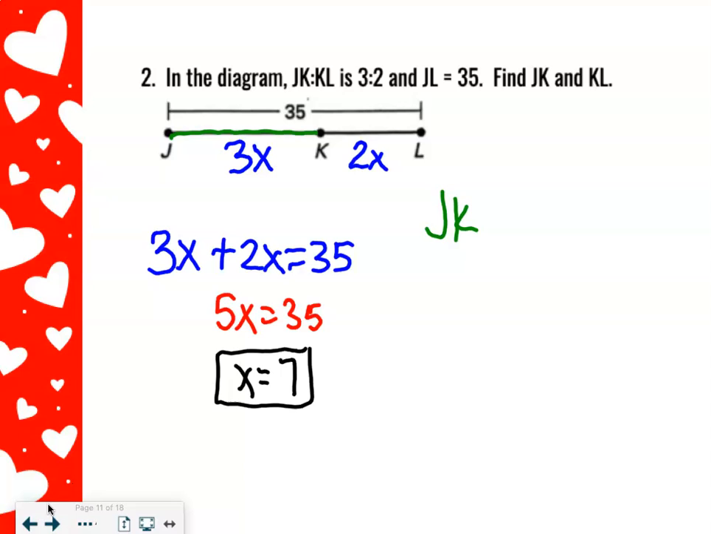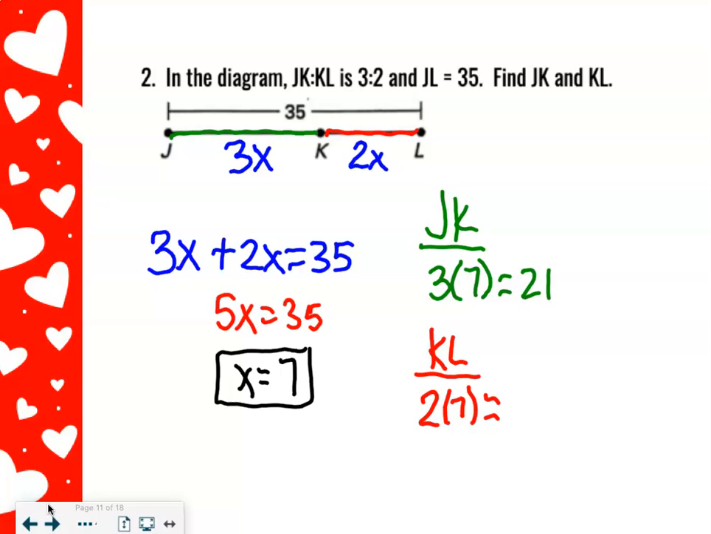So JK, I'm going to have 3 times 7, sorry folks, equals 21. And then we'll do the same for KL, which is our 2x, so KL, 2 times 7 equals 14. And what's nice, remember guys, we can always check. If I were to add these two together, I would get 35, which is what we wanted it to add to. So it checks out, life's good, done.